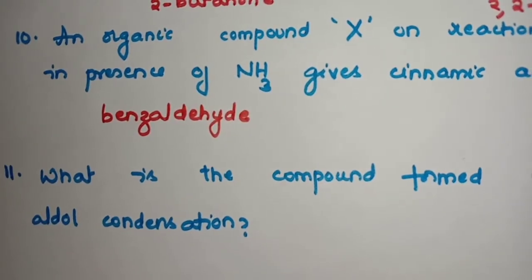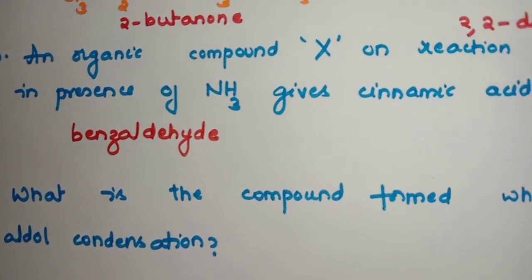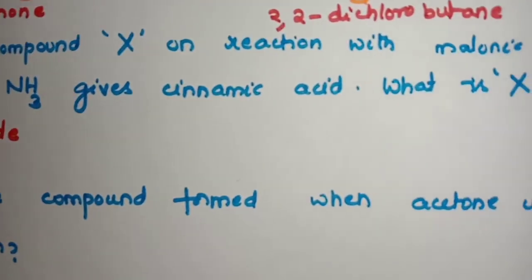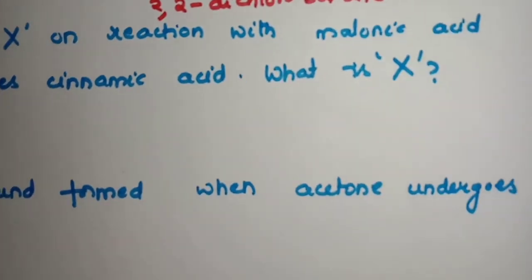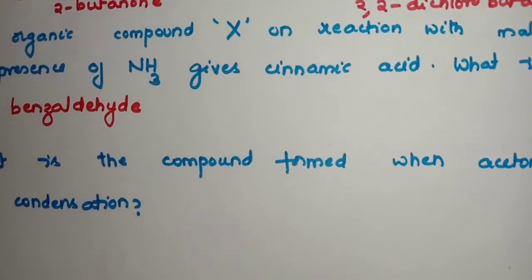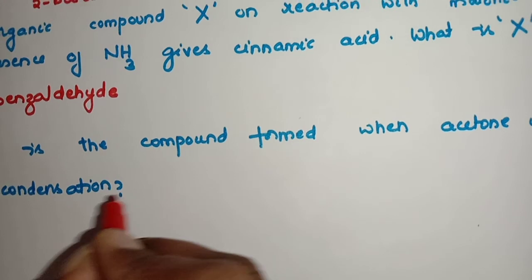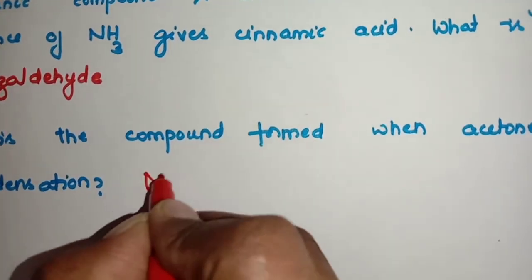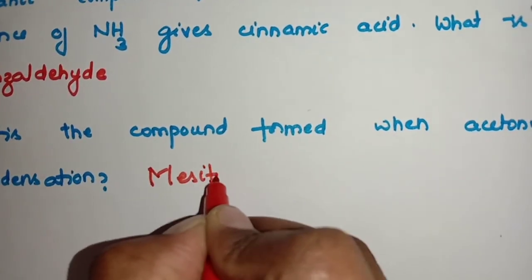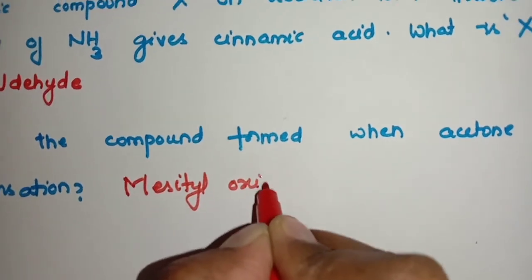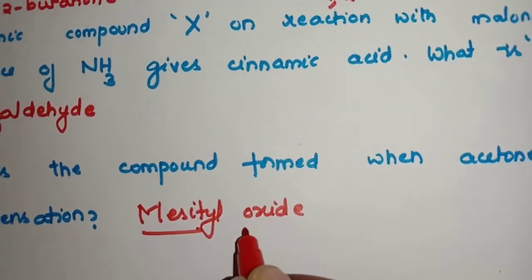And the next question: what is the compound formed when acetone undergoes aldol condensation? You can do the mechanism taking acetone involved in aldol condensation. You will get the product mesityl oxide. Okay, this is the answer.